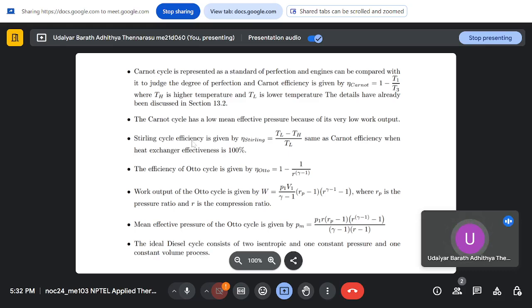So Stirling cycle efficiency is given by... so the efficiency of Otto cycle is given by 1 minus 1 by Rp raised to the power gamma minus 1, and work output is given as P1 V1 by gamma minus 1 into Rp minus 1 into Rp raised to the gamma minus 1 minus 1. Rp is the pressure ratio and r is the compression ratio. So mean effective pressure of Otto cycle is the work done divided by your volume.